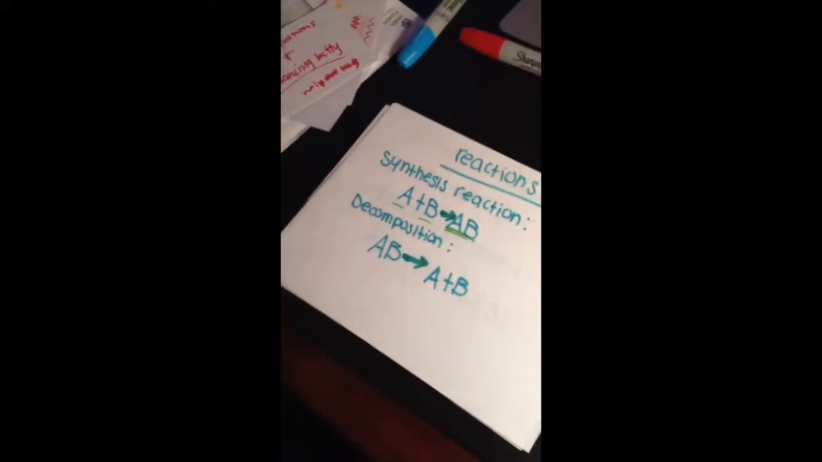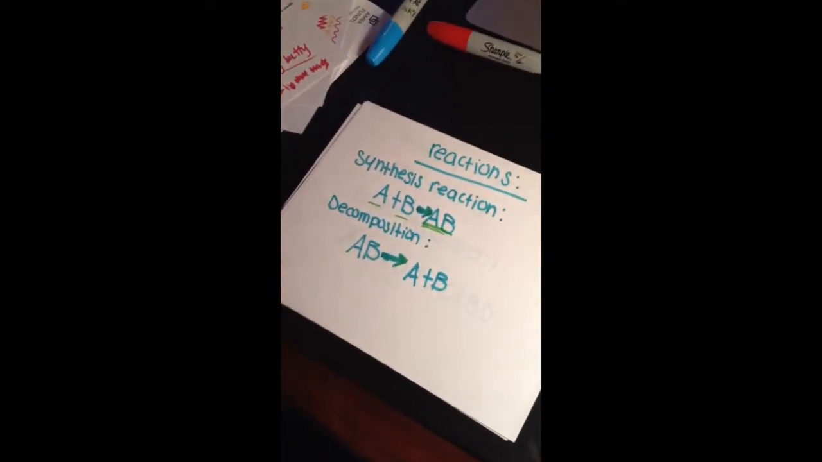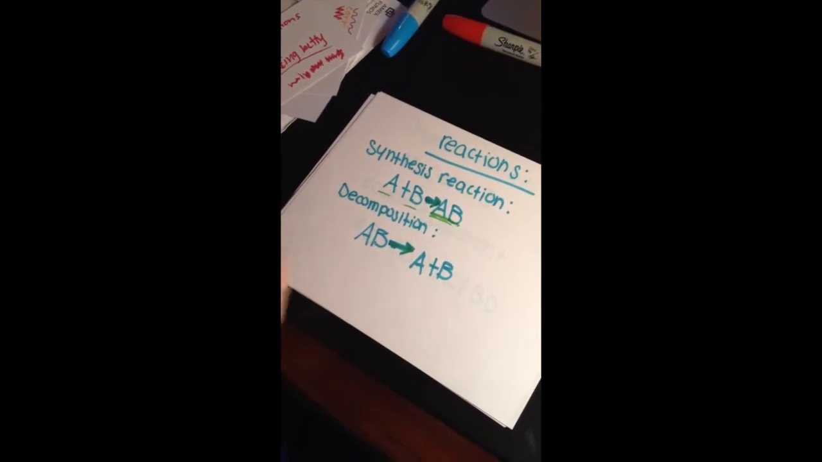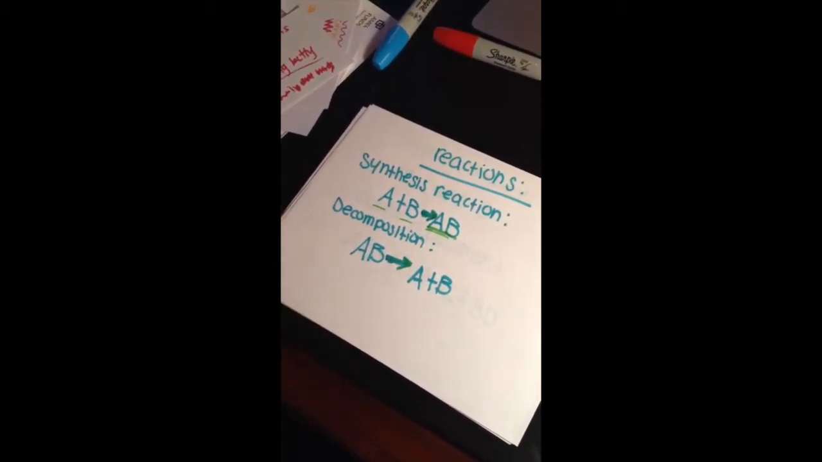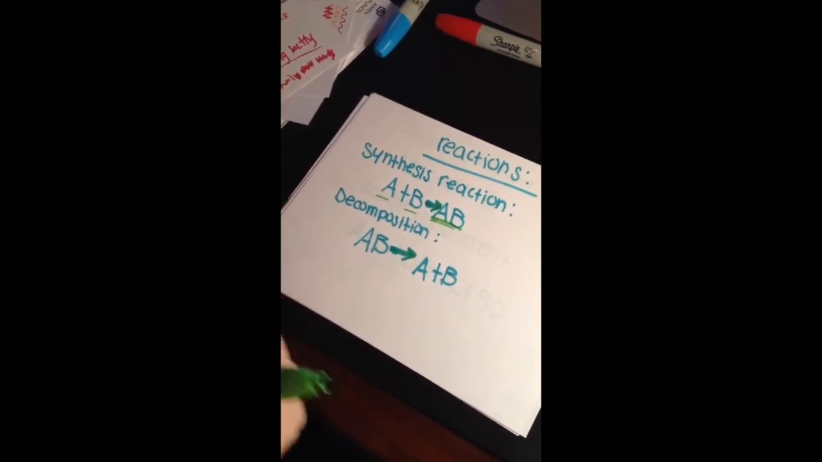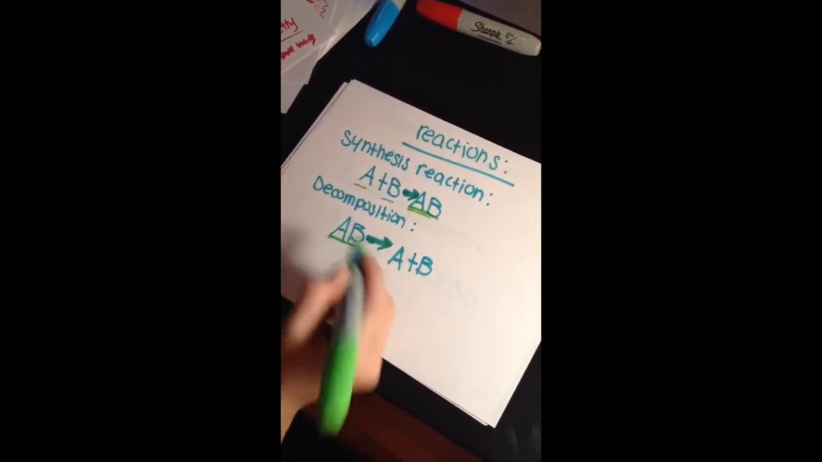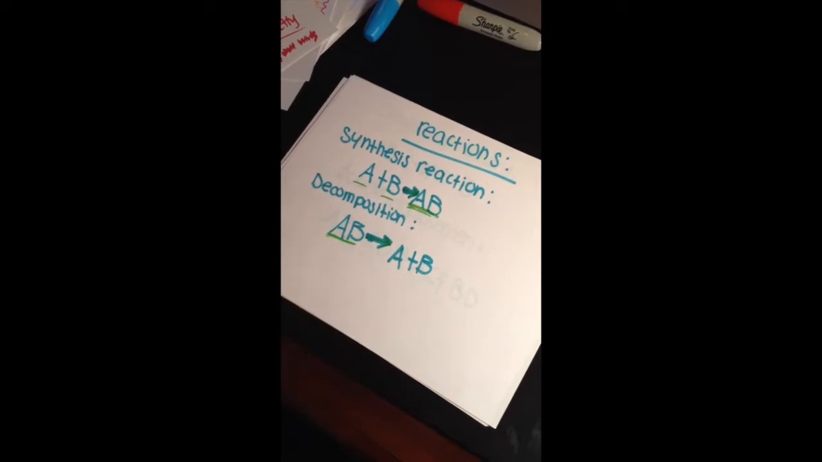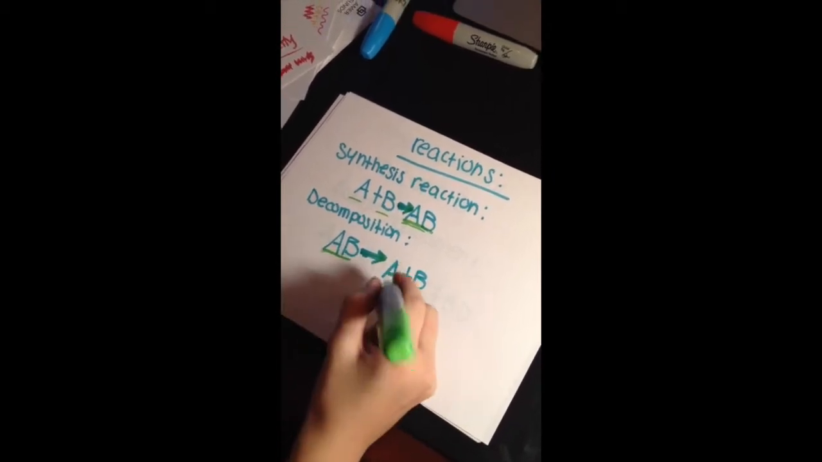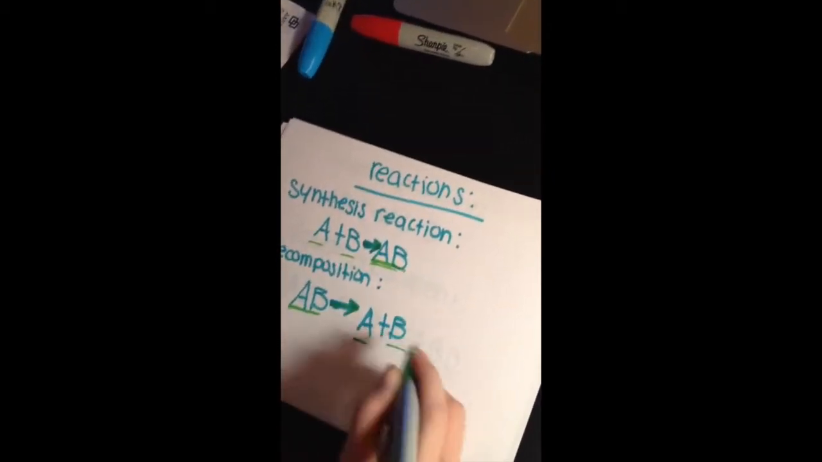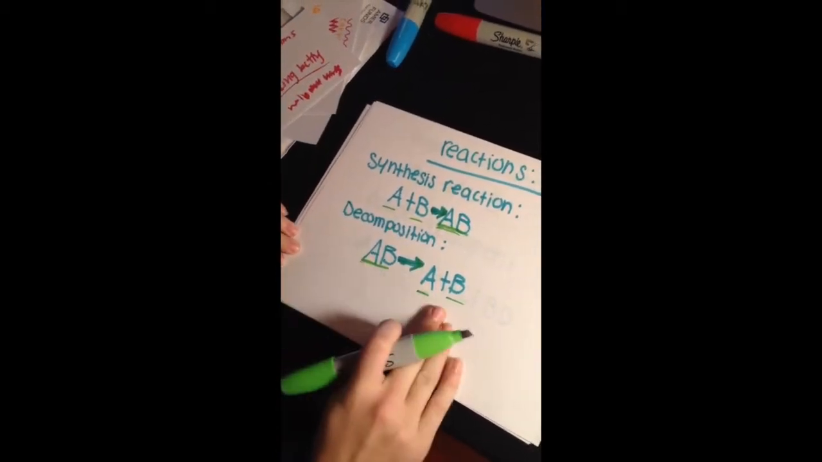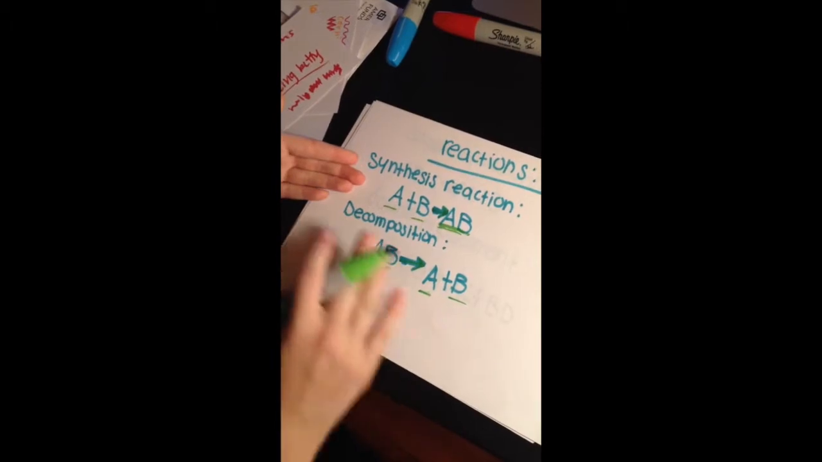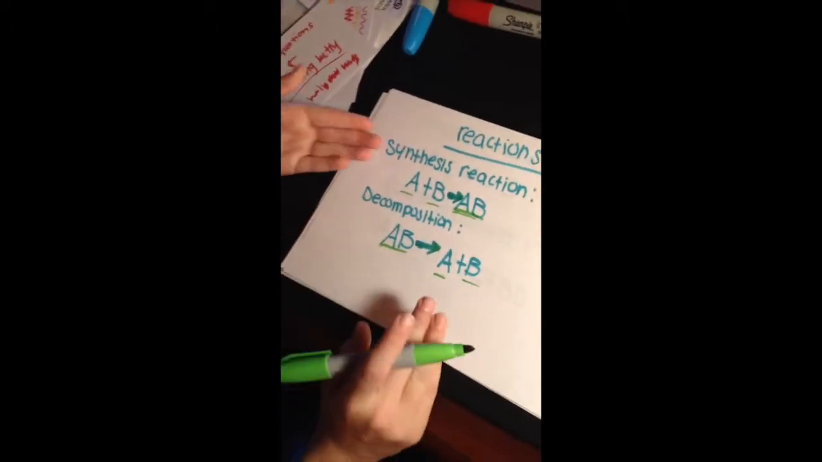Now, decomposition happens to pretty much be the opposite. Decomposition occurs when one substance breaks down, or decomposes, into two or more substances. For example, a compound yields an element plus an element. So here we have a compound, which is two elements together, and then this breaks down into the two separate elements. Like I said, decomposition is breaking down a compound into elements, and synthesis is two elements forming a compound. So these are opposites.